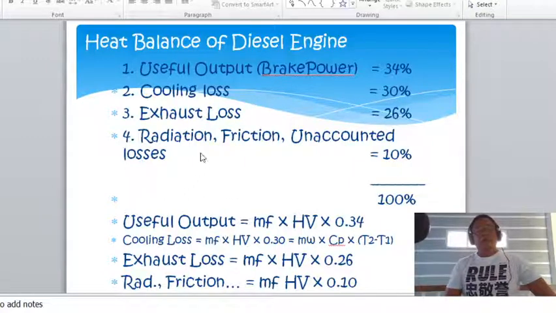Okay. So, for exhaust loss, of course, this is the heat carried by the exhaust. So, that is mass of fuel times heating value multiplied by the percentage, which is 26%. And for radiation and other unaccounted losses, friction, that is equivalent to 10% also of the energy chargeable to the engine.